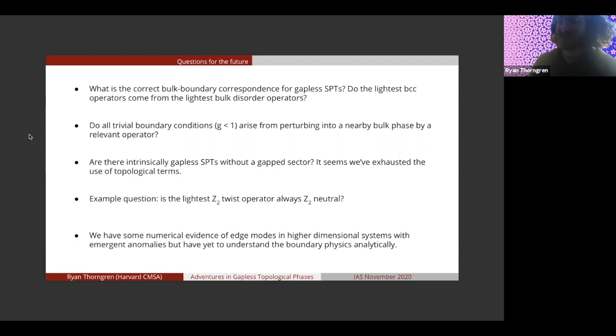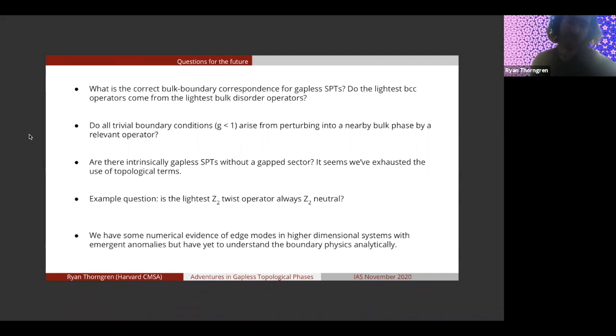But anyway, the questions are: what is the correct bulk boundary correspondence for gapless SPTs? For instance, do the lightest boundary condition changing operators come from the lightest bulk string operators or disorder operators? Do all trivial boundary conditions, trivial meaning just that they have small boundary entropy, arise from perturbing into a nearby bulk phase by some relevant operator? Maybe more generally, you can ask that non-trivial boundary conditions perhaps always occur when you tune the system through a phase transition, something like that, right? You tune it against the RG flow.